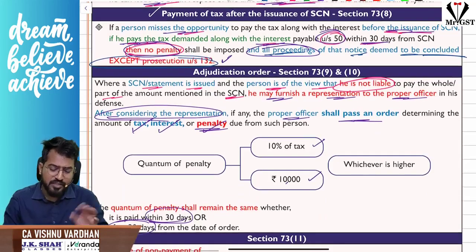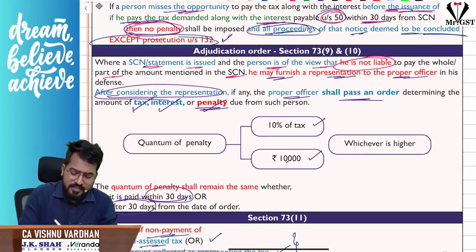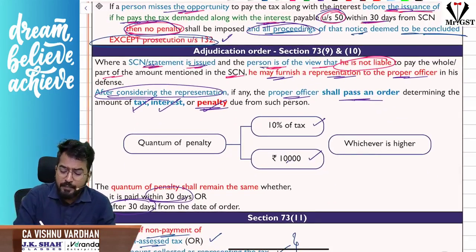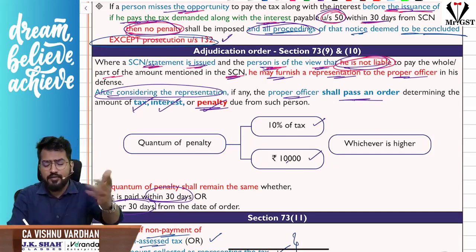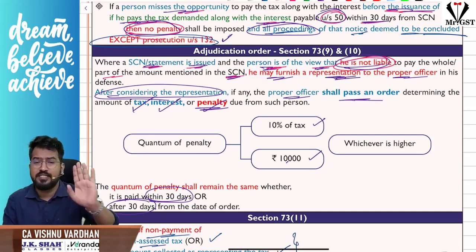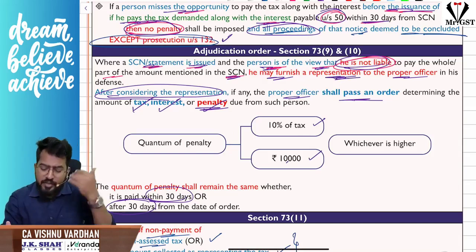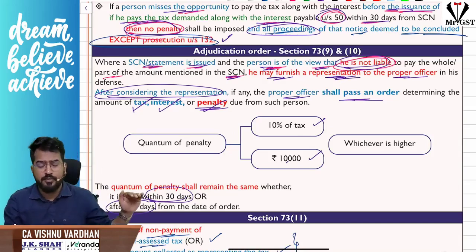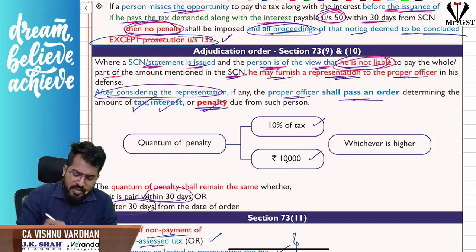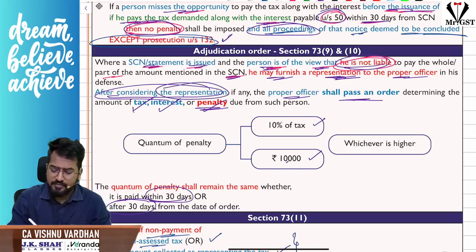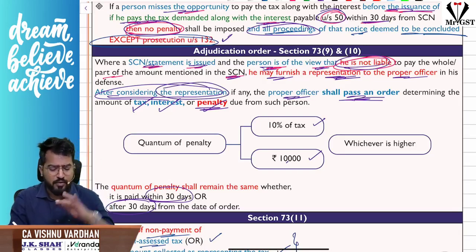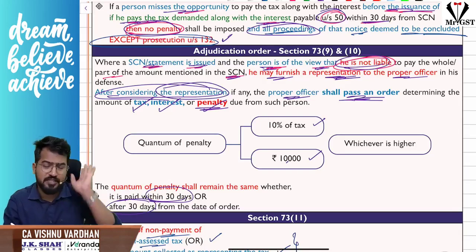Now, sir, the show cause notice is given and any statement has been issued, and the taxpayer is of the view that he is not liable to pay, then he will give a representation: no sir, I am not liable for this, these are the reasons, check these reasons. If the proper officer is satisfied, no problem, he will drop the show cause notice. Otherwise, after the representation, he passes the order: whatever he feels, this much tax you should pay, this much interest you should pay.